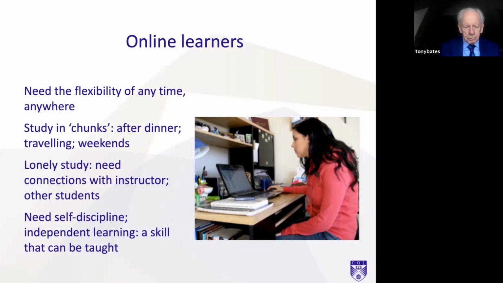Students need strong connections with instructors and other students. And above all, they need self-discipline, independent learning. They have to take responsibility for their own learning. Now, fortunately, independent learning is a skill that can be taught, and it's a very important skill because we want students to go on learning after they graduate from our programs. So we should be building that in as one of the skills that we're trying to inculcate in students when they're with us.